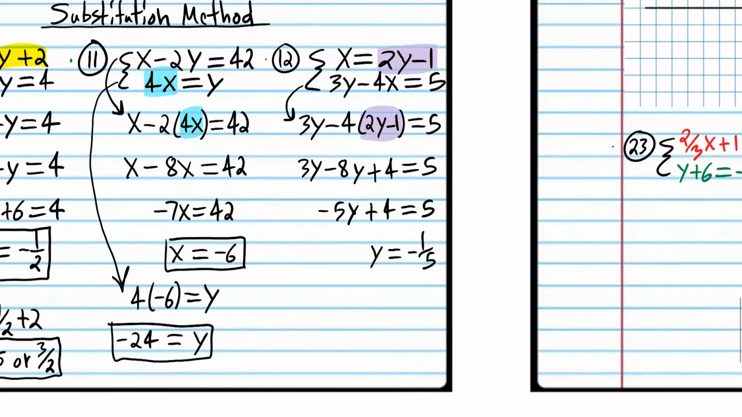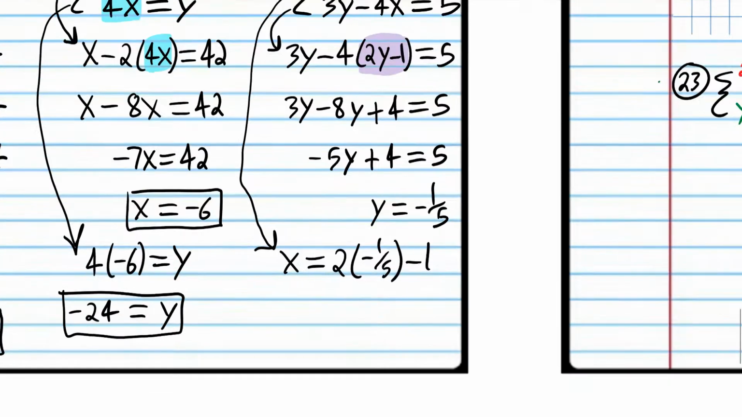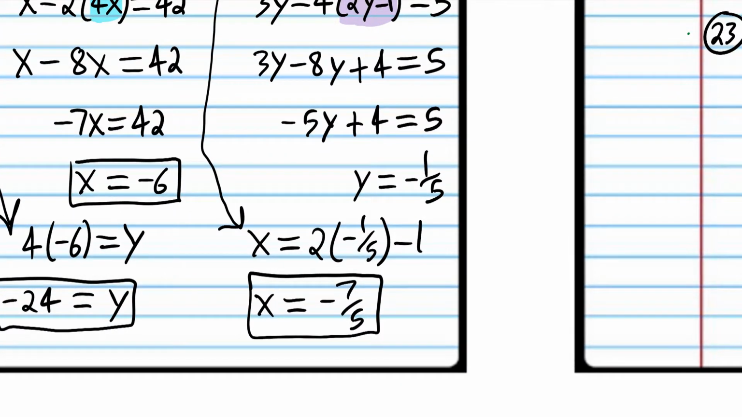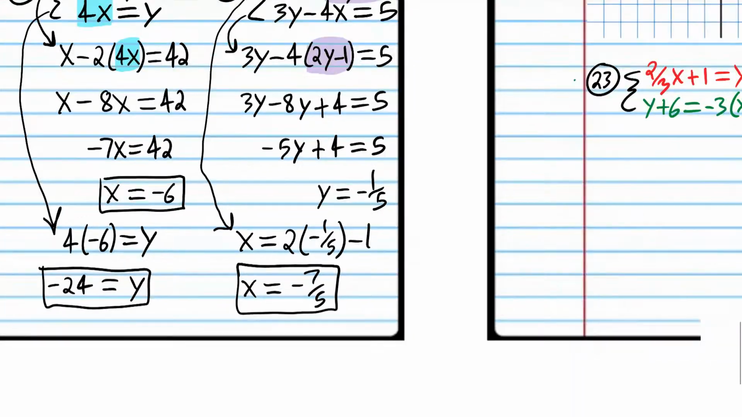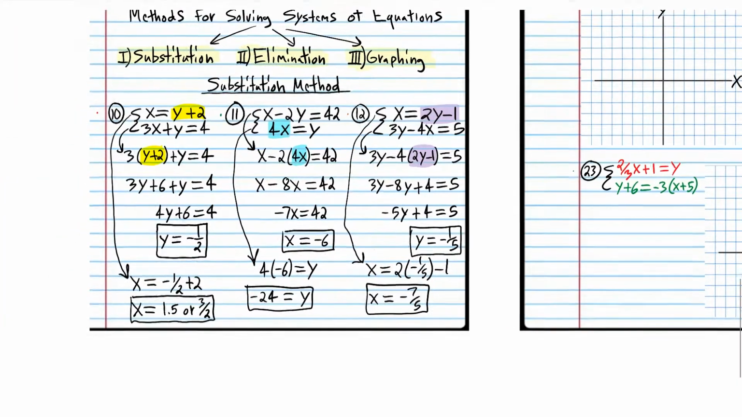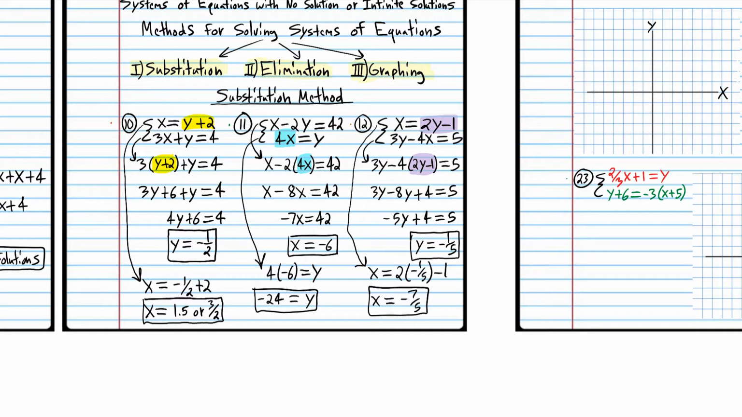So now we're going to take the first equation, because that's just the easiest one to use, and write x is equal to 2 times, and plug in what we just found y equals. Doing the math on that, it looks like it's -7/5. You can write it as a mixed number if you want, -1 and 2/5. It doesn't really matter. So those are our two answers to that.